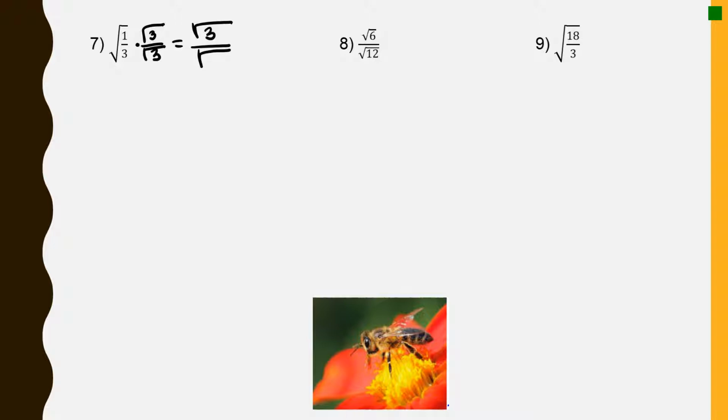Everything on the bottom inside gets multiplied. 3 times 3 is 9. Square root of 3 does not reduce. The square root of 9 is 3. I cannot simplify those because 1's inside, 1's outside.